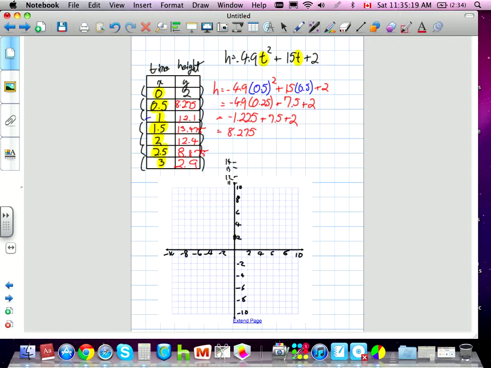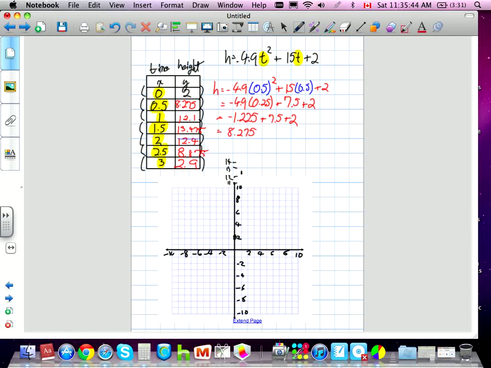So I go down to 1, which is right here on the graph, and I got to go up to 12.1, which is probably about there. So I'm going to put another dot there. Okay. So these ones go up in small increments. Next one is 1.5 and 13.475. So 1.5 is halfway between, and 13, estimated it's about there.